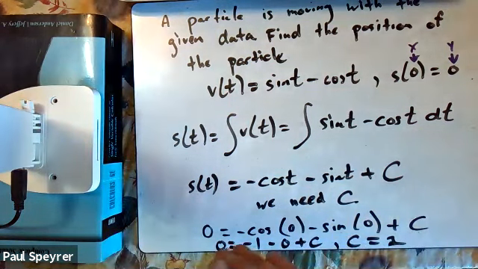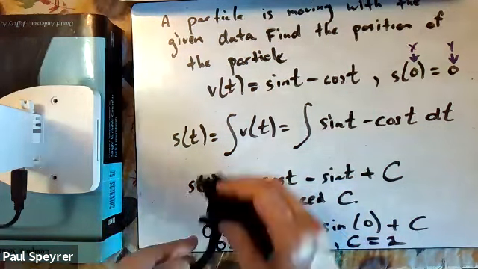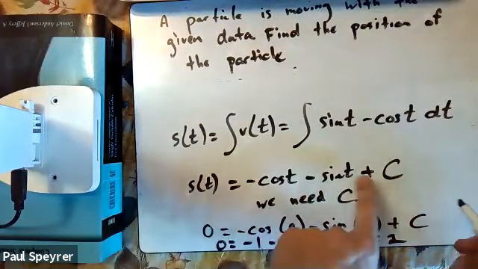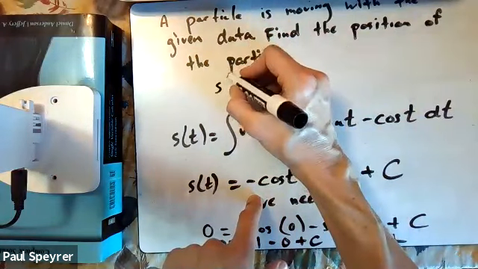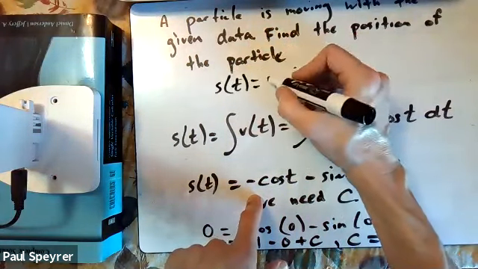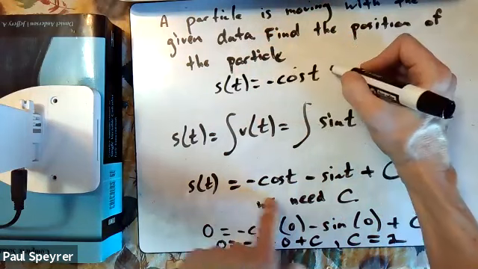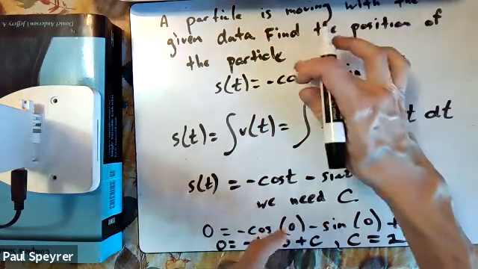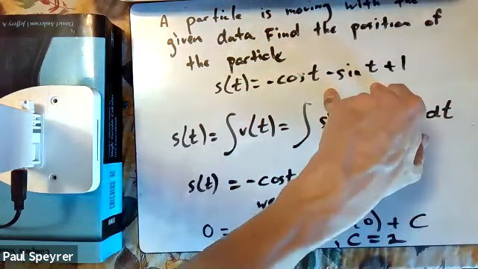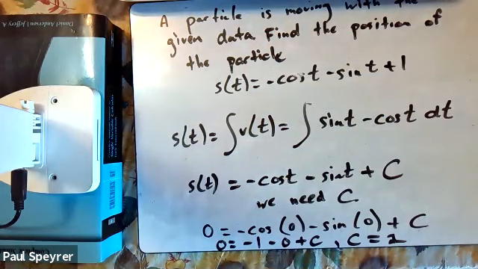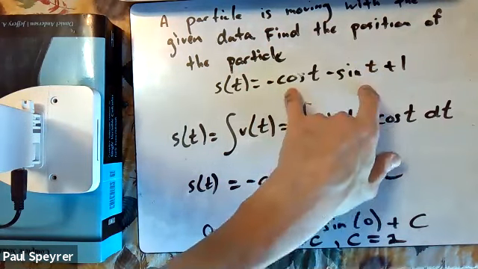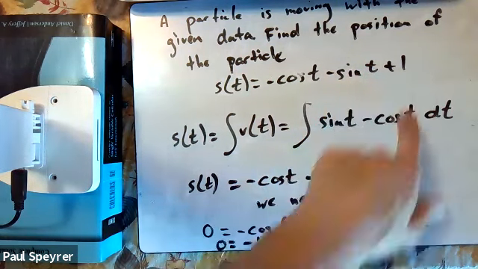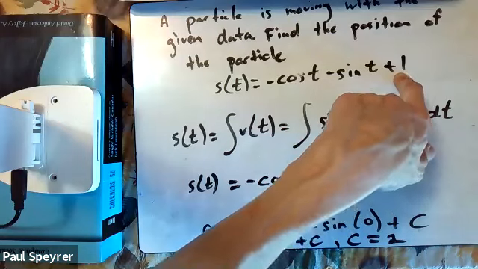So ultimately, what is your final answer right here? It's going to be s of t equals negative cosine of t minus sine of t plus 1. That would be your position equation at that specific instant that it was asking you for. Notice I just took the general antiderivative that we got, and whatever c was when we solved it, you jammed that number value into there, just like that.